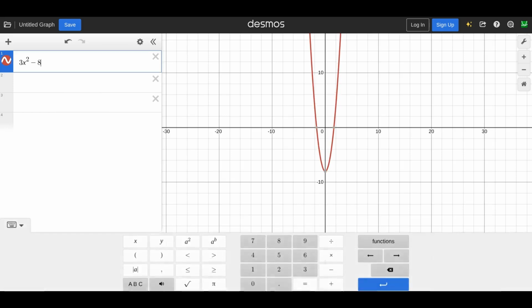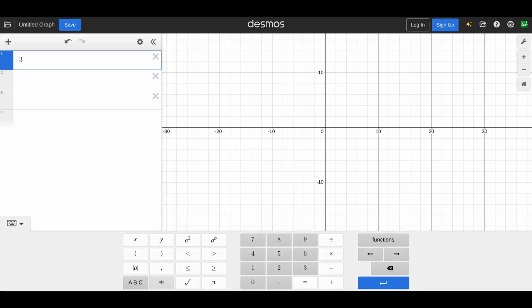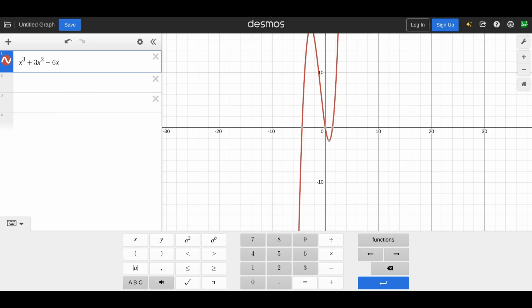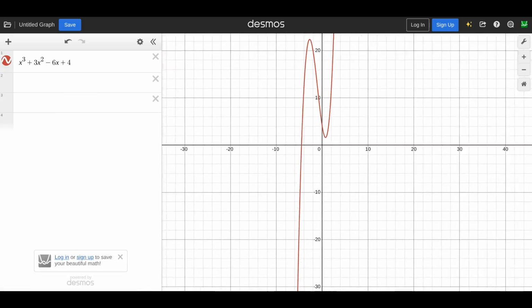Okay. And we've got one more. What's the last one? x cubed plus 3x squared minus 6x plus 4. Okay. I am typing it in. I had to figure out where a button was. x cubed plus 3x squared minus 6x plus 4. This one has 2 turning points.